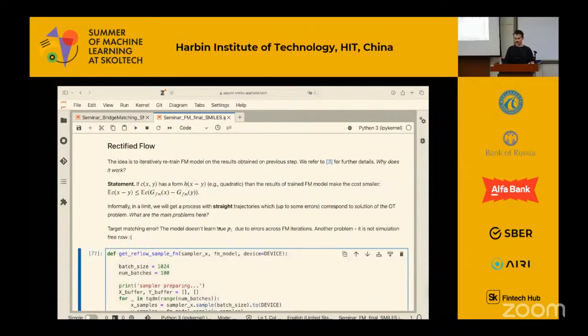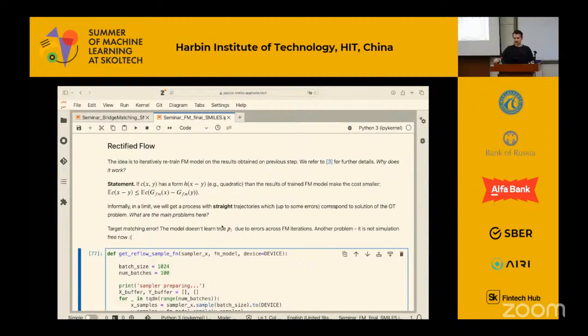Okay, so what is the problem here? The problem is that the flow matchings you learn are not ideal. They have some kind of accumulative error. They do not minimize this flow matching loss fully; they minimize it with some approximation error.